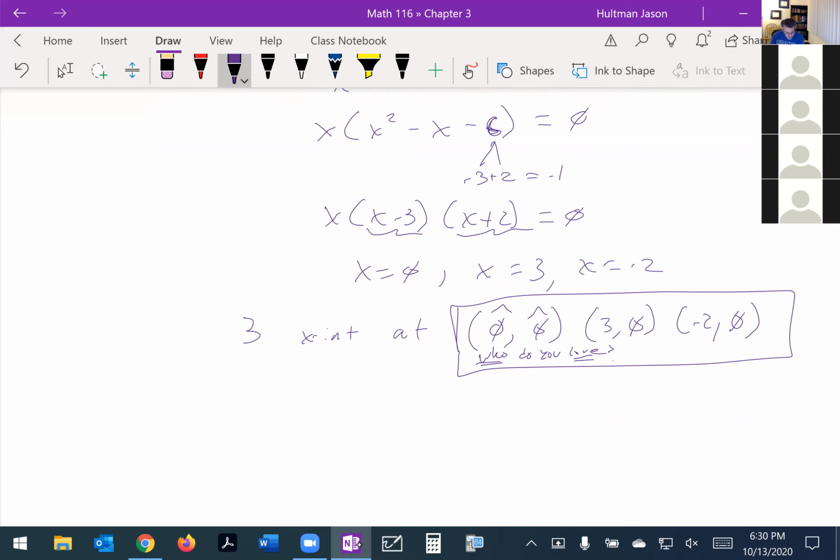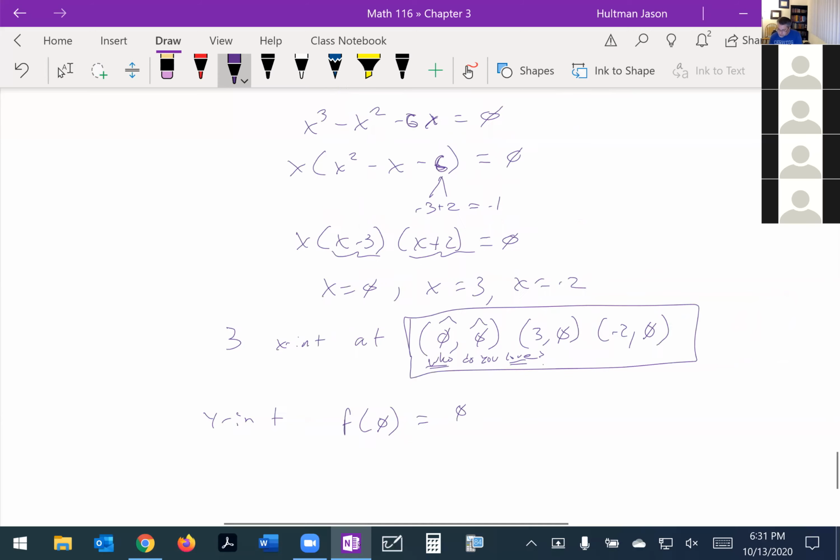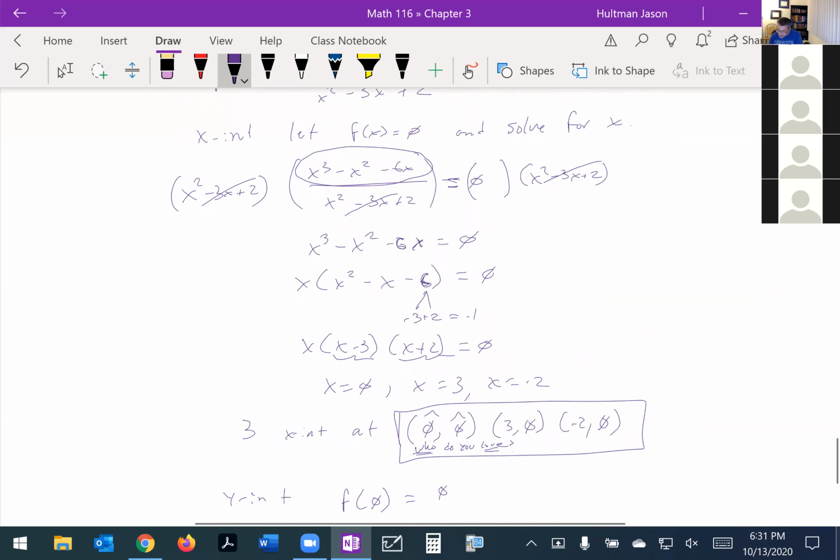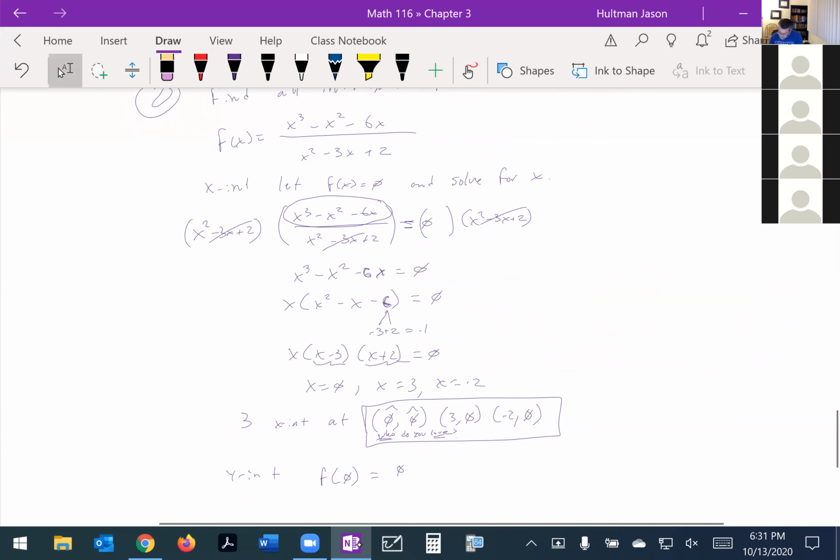Okay, so now let's do the y-intercept. The y-intercept is a whole lot easier. You're like, good, because that was not fun. So the y-intercept is actually a whole lot easier because all you're going to do is plug in 0 every time you see x. So this is f of 0. Okay, if we go back to our original function, look at our original function here. That's 0 cubed minus 0 squared minus 6 times 0, all over.